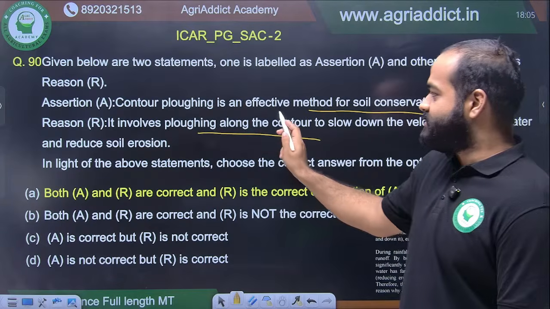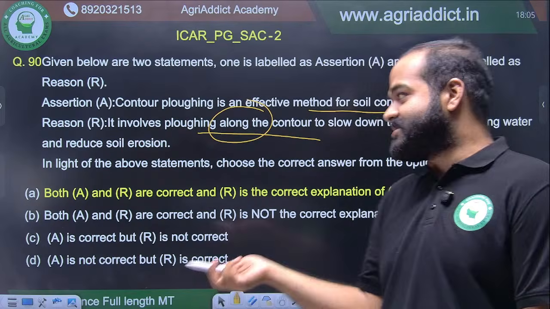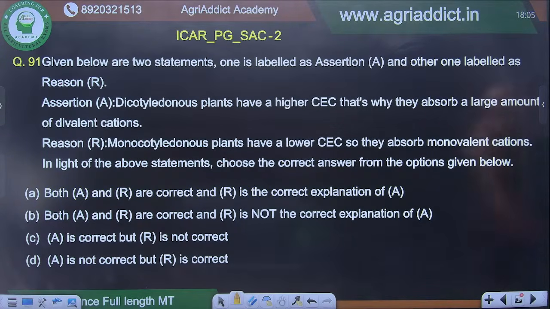ये सारे टर्म्स याद रखना. What is along the contour, what is across the contour, what is along the slope, what is across the slope, to slow down the velocity of flowing water and reduce soil erosion. All right. Yes, everyone is correct here. Moving on.